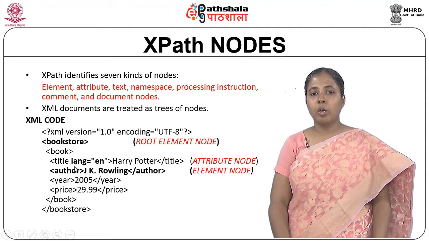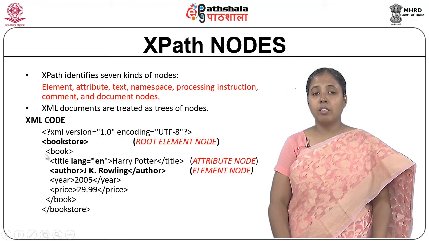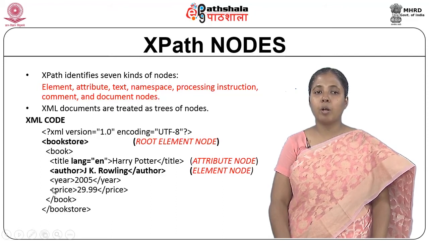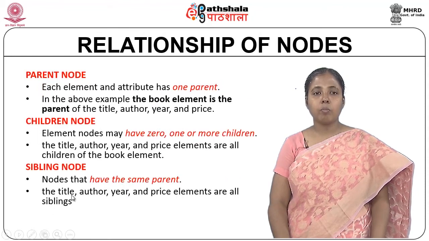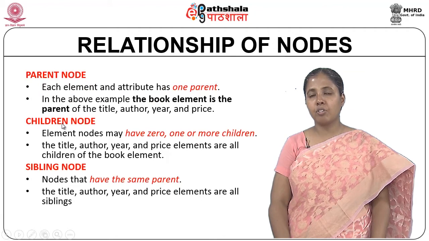Now, what about language? This is an attribute node, an attribute of the title element node. Author is one of the element nodes given under this book element. When you want to navigate this XML document, we start from the root node bookstore. Under this bookstore, we have a book element, and under this book element, we have 4 other elements called title, author, year and price.